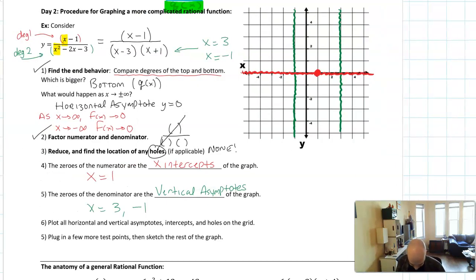So going back to the process, we've done step 3, we've done step 4, we've done step 5. We're now going to plot all the horizontal and vertical asymptotes, intercepts, and holes. We did that. Now we're ready to finish sketching the graph. We've kind of set the table, we just have to fill in all the pieces. So plugging in a few more test points, then sketching the rest of the graph.